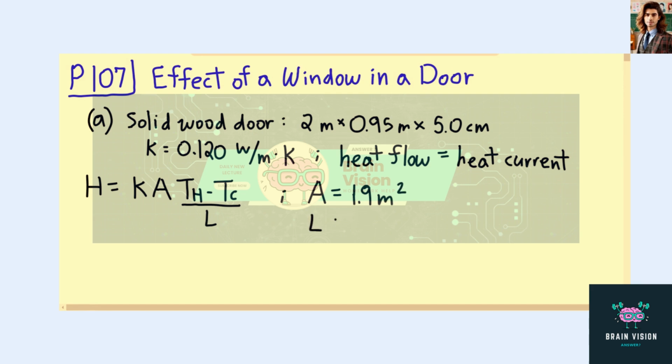Okay, and for the length, we know the thickness of the door is 5 centimeters, right? That's given. But they give us this extra information about these air films, and that's why we have to make sure we read all of the given information, because this adds an extra 1.8 centimeters of thickness. These air films act as extra wood on the door that's not actually there. So 5 centimeters plus 1.8 centimeters is the length through which the heat is going to try to move.